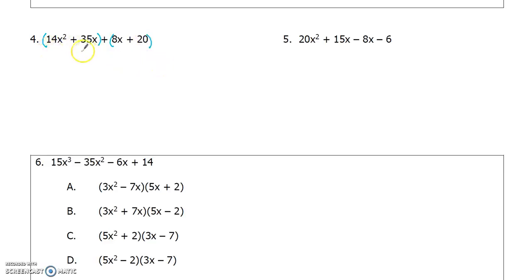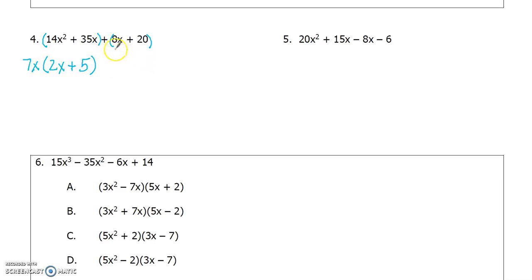Common here between 14 and 35, it looks like I can factor out a 7. I have x squared and x, so I will factor out an x. And then we'll multiply. 7 times what is 14? That'll be 2. I need x squared. I only have an x, so I'm missing an x. Plus 7 times what will be 35? And that will be a 5. I need an x, but I already have one here, so I'll close my parentheses.